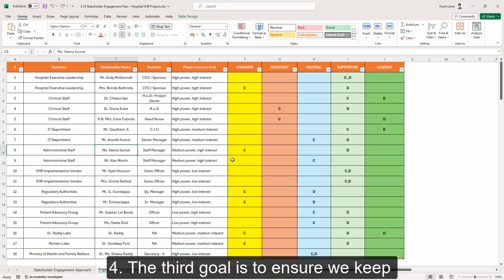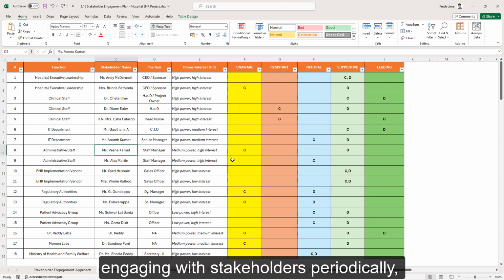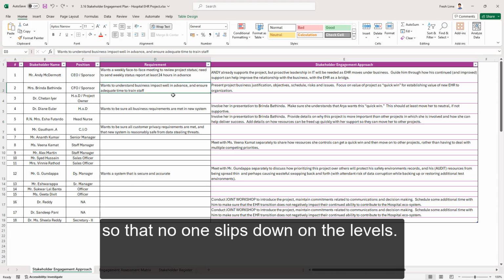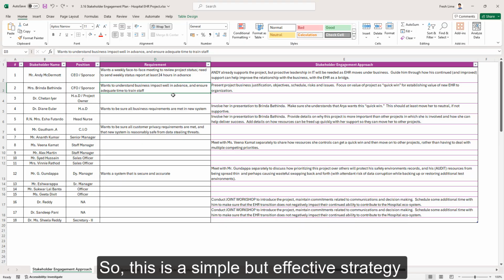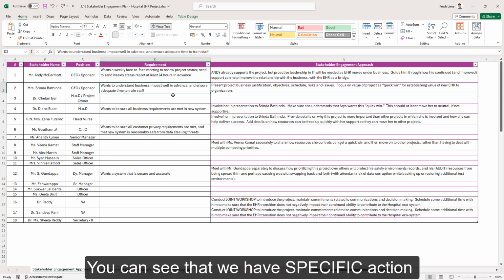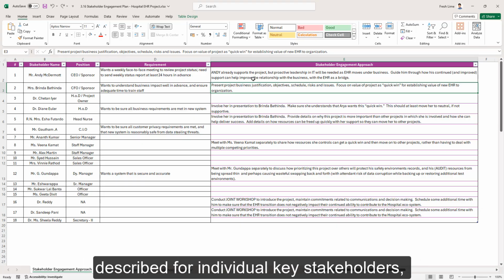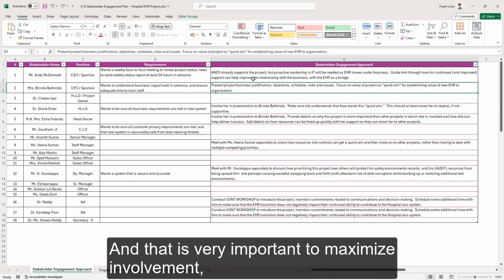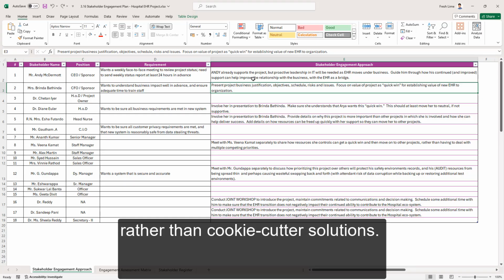The third goal is to ensure that we keep engaging with the stakeholders periodically so that no one slips down on the levels after some time has passed. So this is a simple but effective strategy that can be used on any project to begin with. You can see that we have specific action described for individual key stakeholders that addresses their own specific pain points. And that is very important to maximize involvement rather than cookie cutter meetings and solutions.